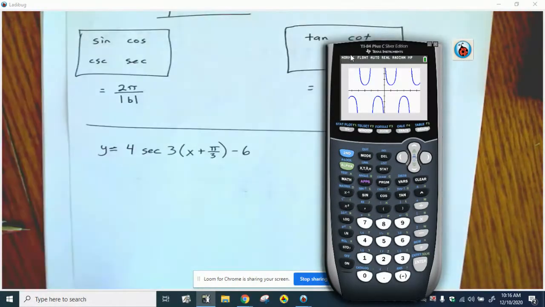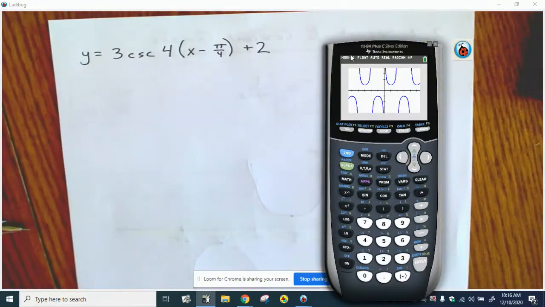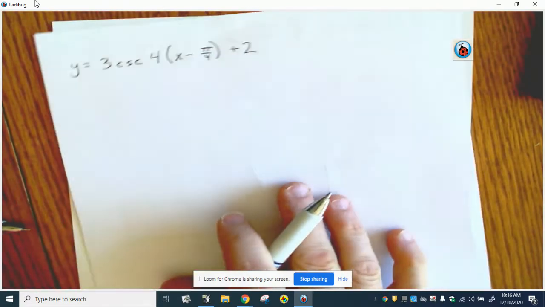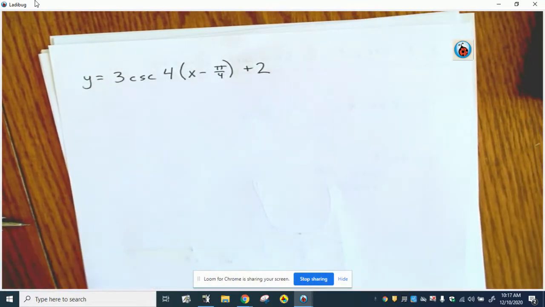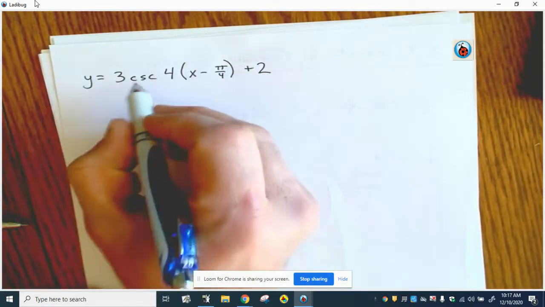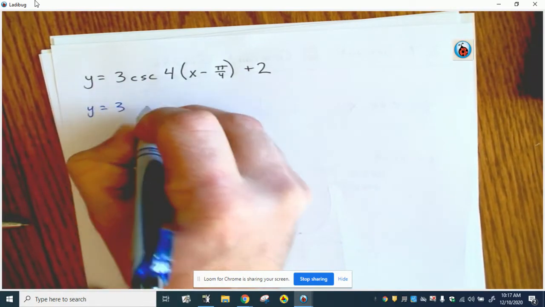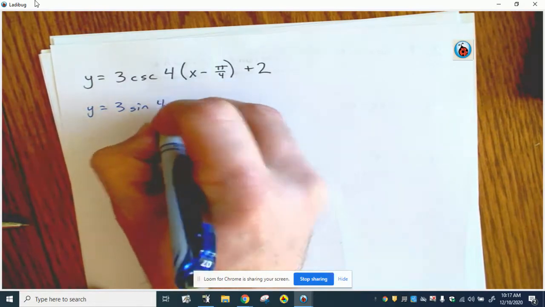So here's how we are going to draw these graphs. Let's just jump straight to a complicated one, okay? If we can do this, we can do any of them. So whenever I see a graph like this, the very first thing I do is rewrite this. I'm going to graph the same thing, except instead of cosecant, I'm going to graph the sine version.